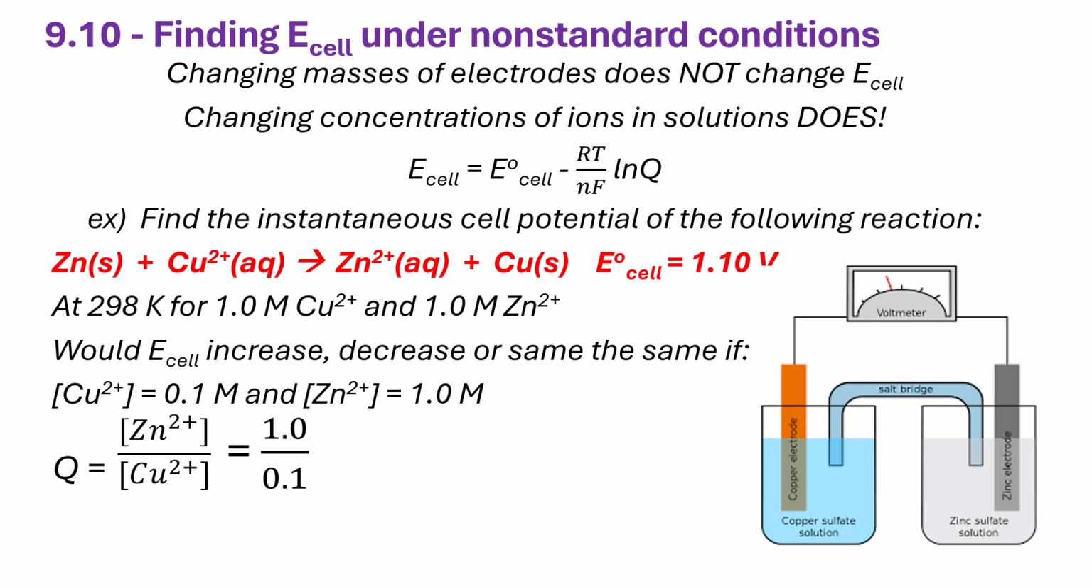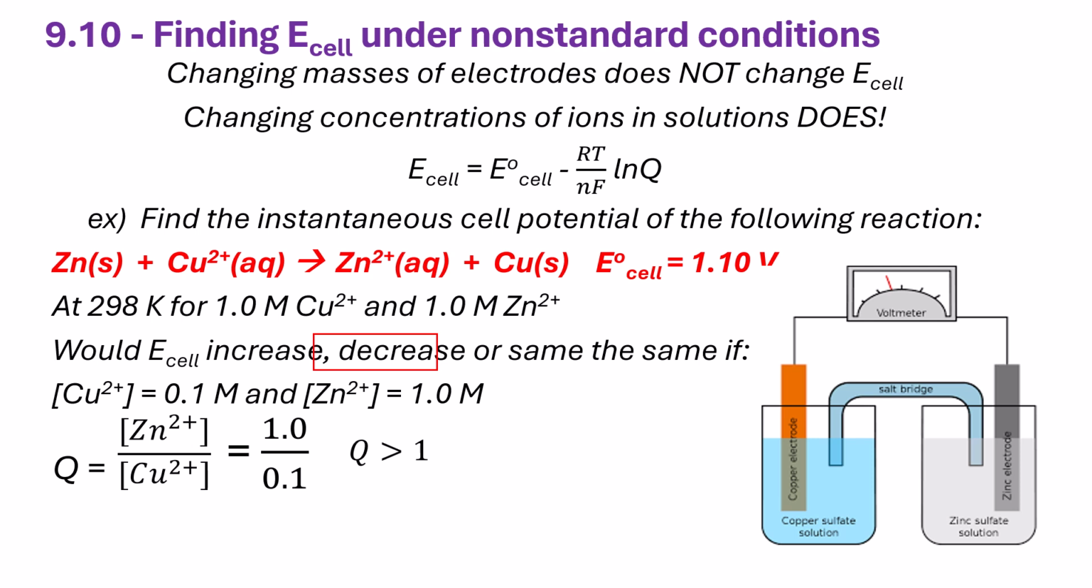So forget about all this business right here. Just focus on Q. If Q is greater than 1, then there is a number that we are going to be subtracting from the standard cell potential. And in this case, Q is going to be greater than 1 because we have 1 over 0.1, right? So if Q is greater than 1, this will decrease the cell potential. So the instantaneous cell potential will be less than 1.10 volts. And it's not much, it's not a huge difference, but it does make a little bit of a difference.